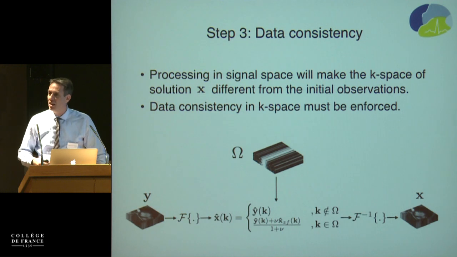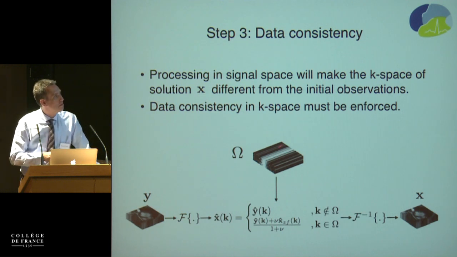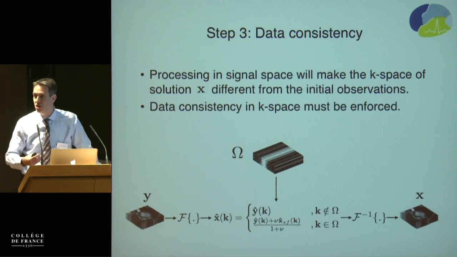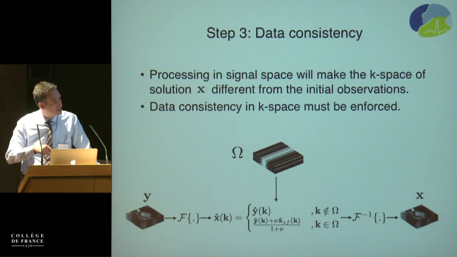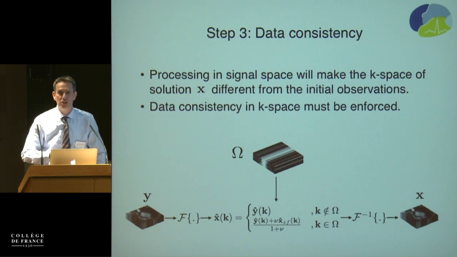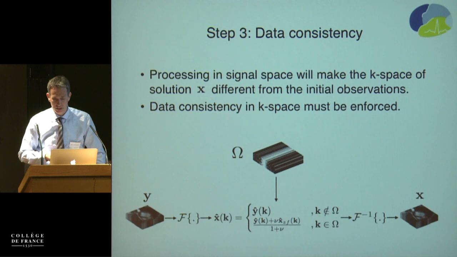And finally, of course, I have measured some bits of K-space, so I know the true solution for those. And so whatever I have in my solution needs to be consistent with the K-space data which I have measured. So if I have this consistency term, I can now close the loop and reconstruct the full data.